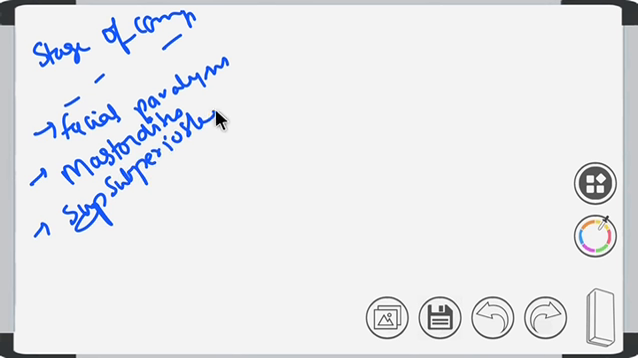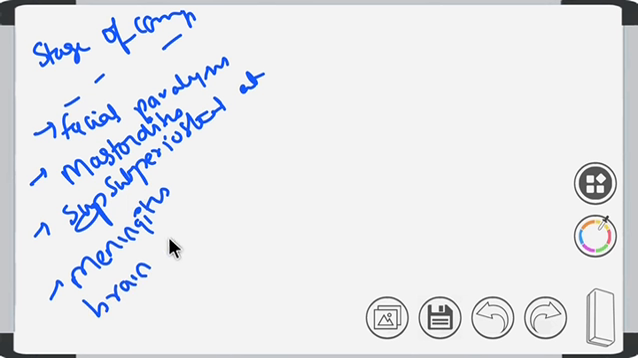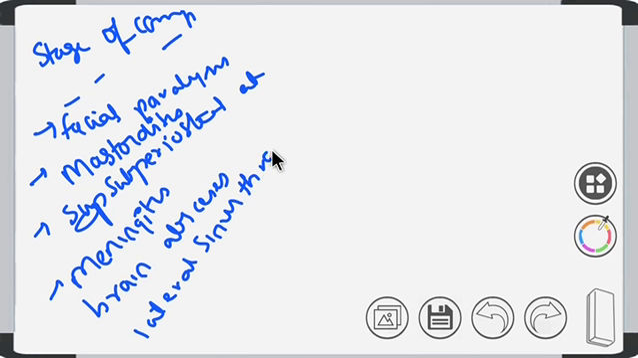Subperiosteal abscesses. Clear? We can also see meningitis. Brain abscess. We can see lateral sinus thrombophlebitis. See, all these things can happen if you don't treat the condition. Clear? So let's once again revise the stages. What are the stages we have? We have 5 stages, right?